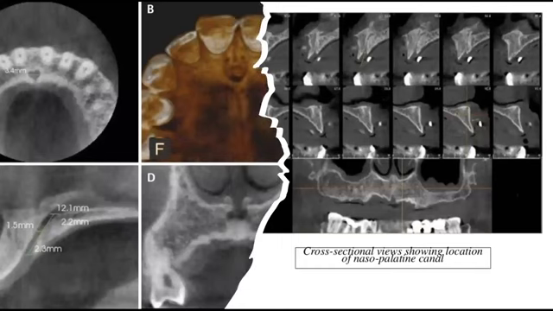The image on the right reveals the cross-sectional views identifying the exact location of the nasopalatine canal, and the image on the left shows the different visualization planes, that is the axial, coronal, and sagittal, with the volumetric rendering, for the identification and volumetric assessment of the nasopalatine canal and its exact location.